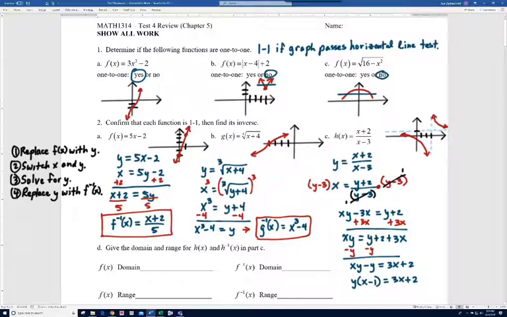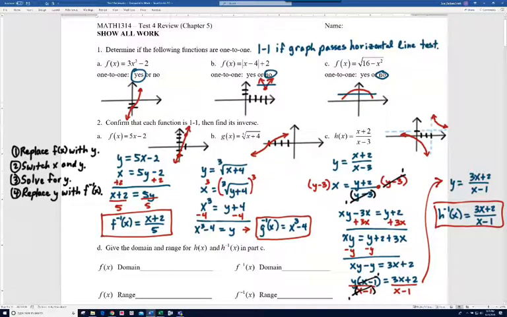And finally, since we have x minus 1 times y, by dividing both sides by x minus 1, we get y by itself. So we're going to get y equals 3x plus 2 all over x minus 1. And the only thing left to do is change to the inverse notation. We get h inverse of x is equal to 3x plus 2 all over x minus 1.